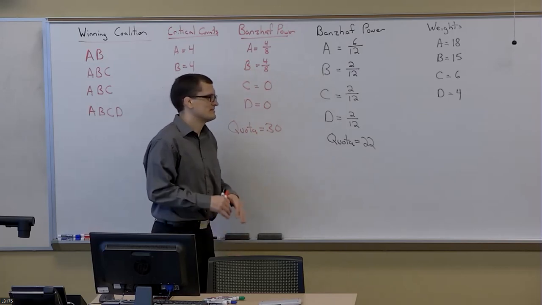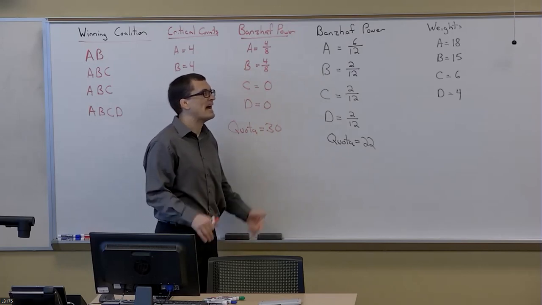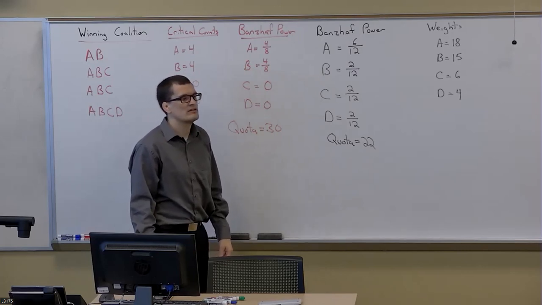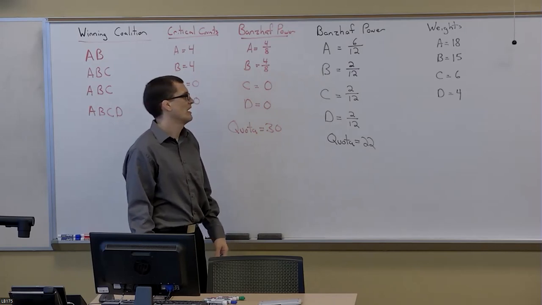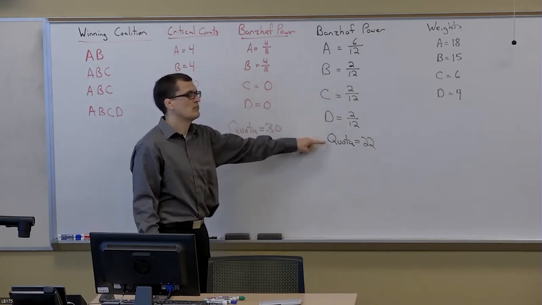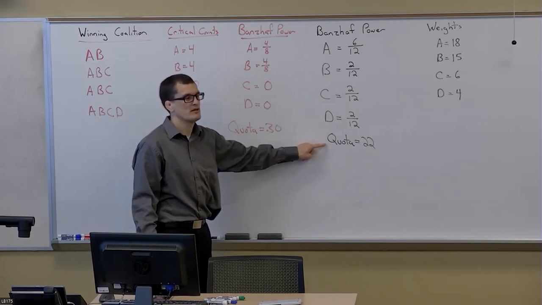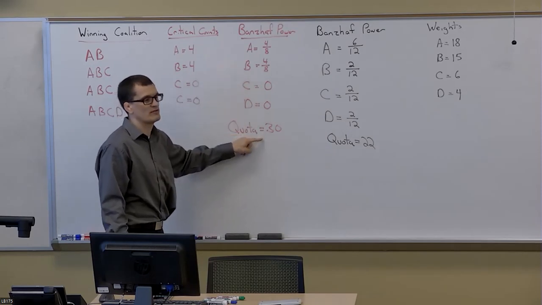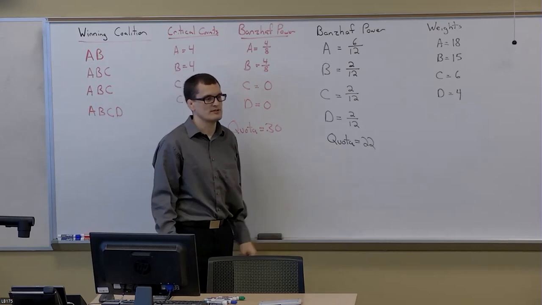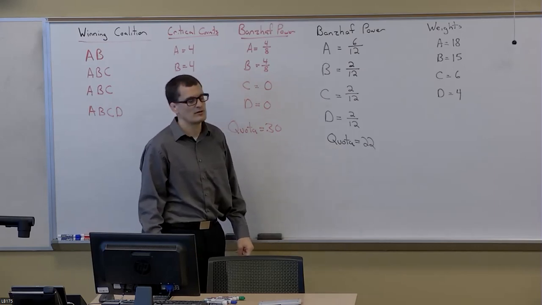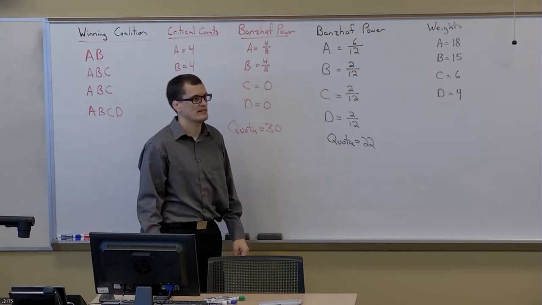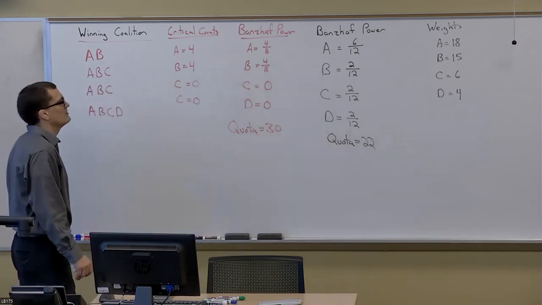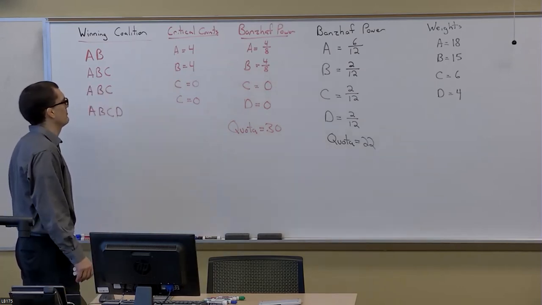So if you take a step back, if people are trying to decide on the quota, I would imagine that C and D would rather have a quota of 22 than a quota of 30. And person B would rather have the quota of 30 than the quota of 22 if they were smart about things, right? So we see that adjusting the quota can adjust the power.